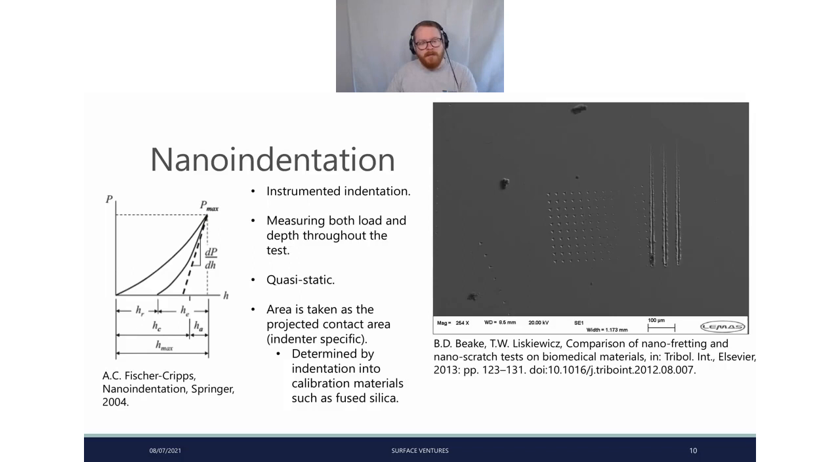So going on from that, this is instrumented indentation. So effectively we are measuring both the load and displacement throughout the loading and unloading cycles.